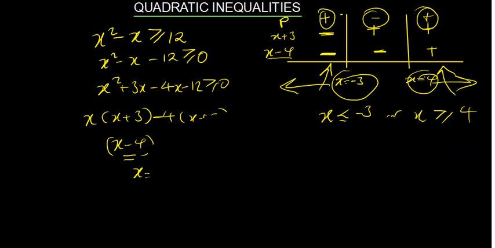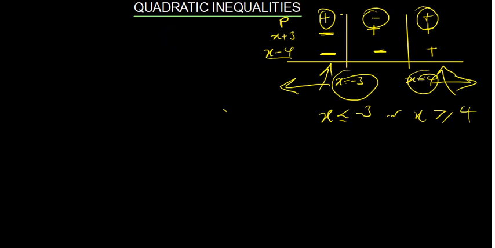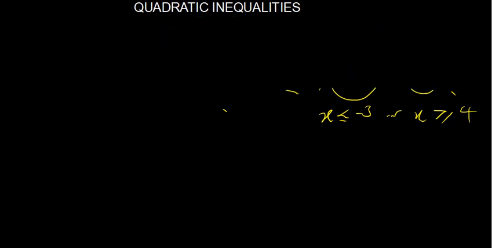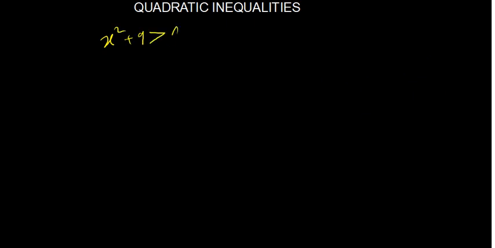Let's try to see another question to see how we can work out when it comes to quadratic inequalities. So the second question we've been given, x squared plus 9 is greater than 6x. So how do we work out such a question? In this case, we are going to express it in the form ax squared plus bx plus c. So we take the 6x that side, that will become x squared minus 6x plus 9 is greater than 0.